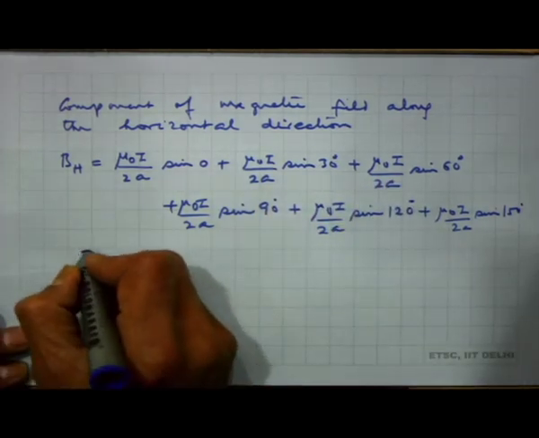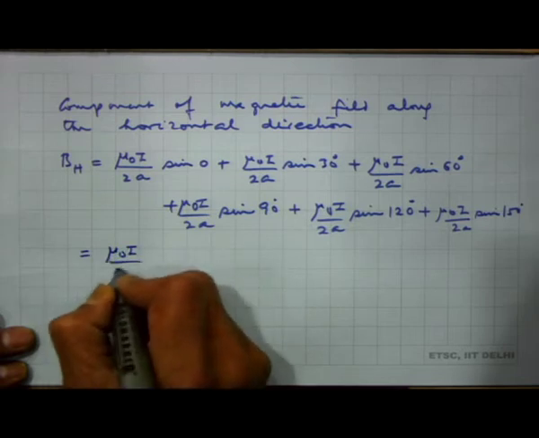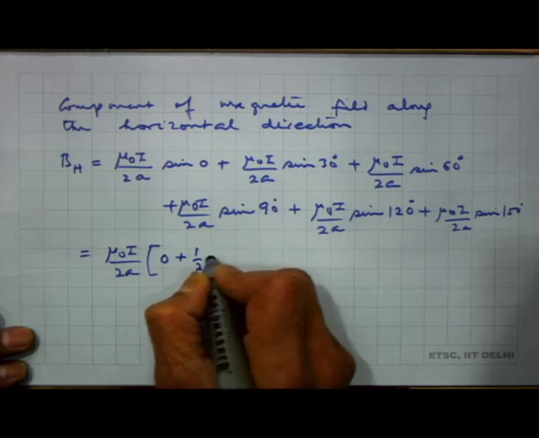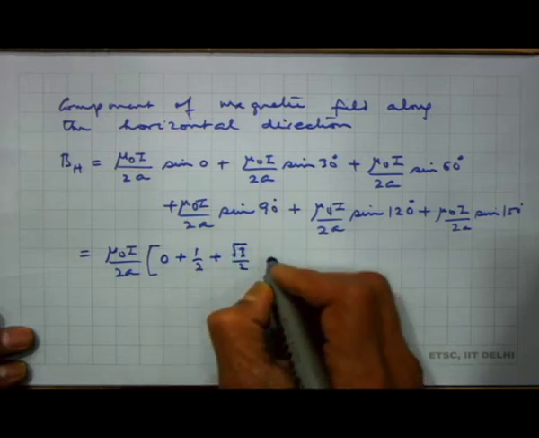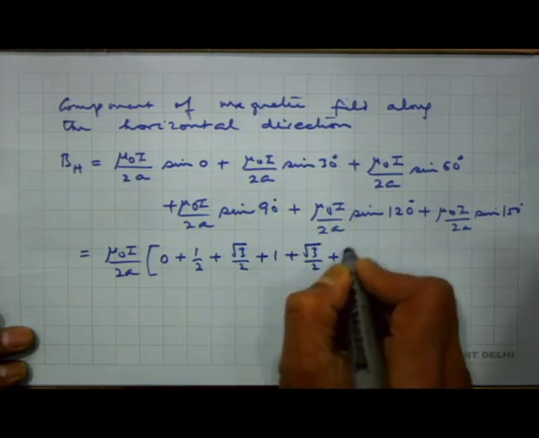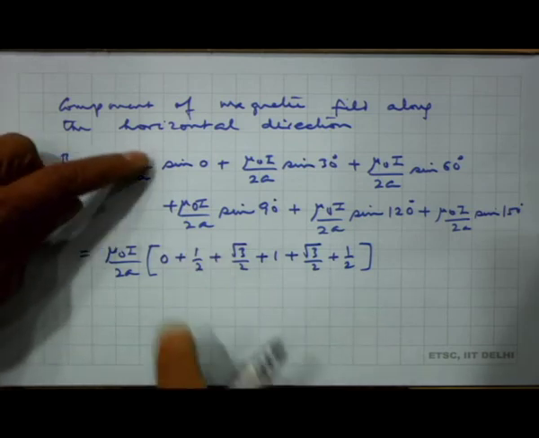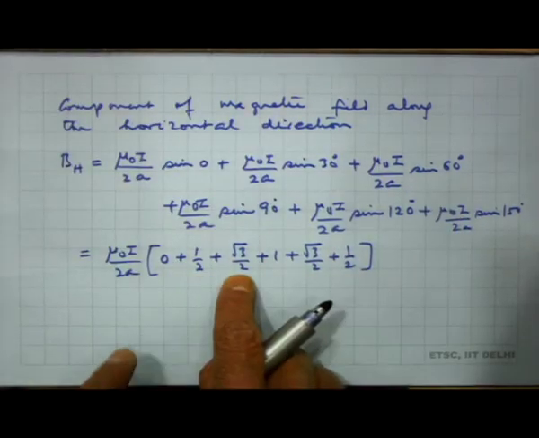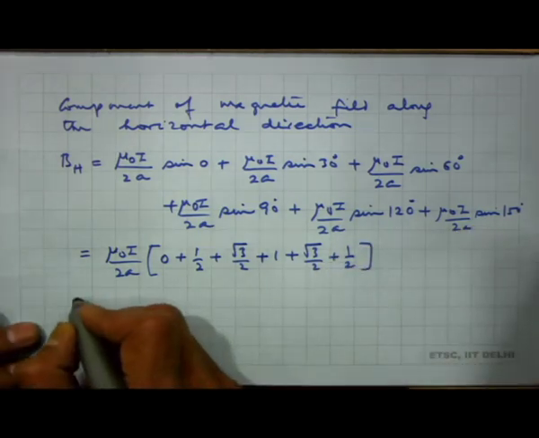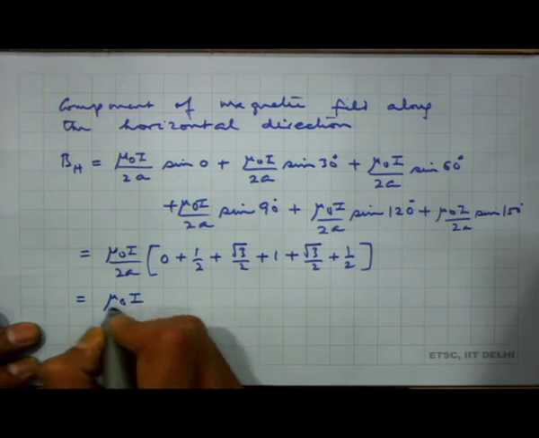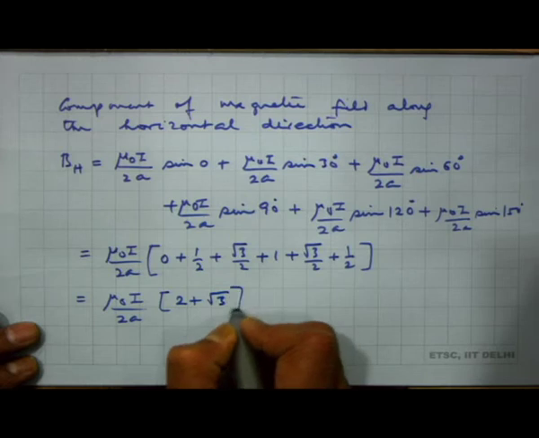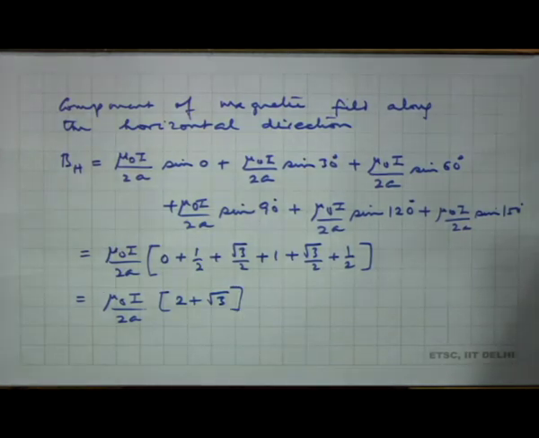and you can simplify this. This is mu naught I by 2a into 0 plus half plus root 3 by 2 plus 1 plus root 3 by 2 plus half. So, sine 0 is 0, this is half, this is root 3 by 2, this is 1, this is root 3 by 2, and that is half, which is equal to mu naught I by 2a into 2 plus root 3. So, horizontal component is this one.